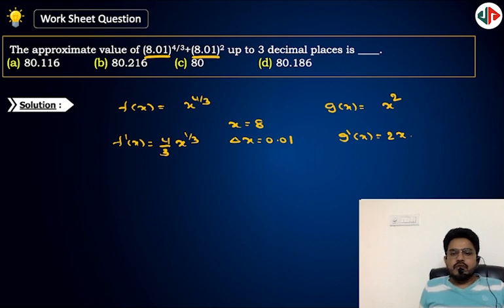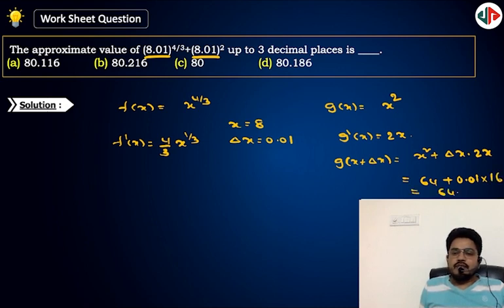Okay, so g of x plus delta x is equal to x square plus delta x into 2x. So from here, this value will be 64 plus delta x, which is 0.01, into 2x, which is 16. It is equal to 64.16.